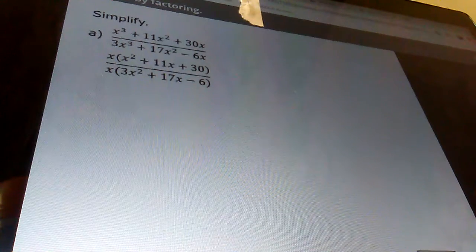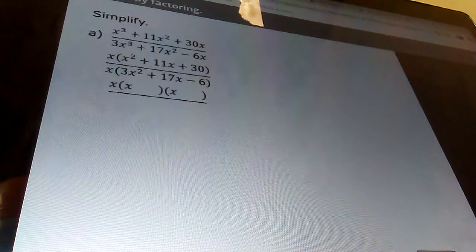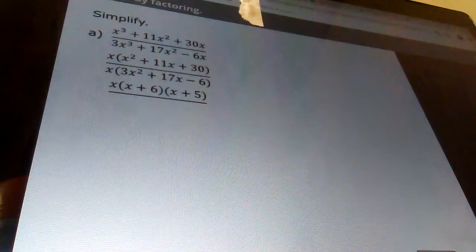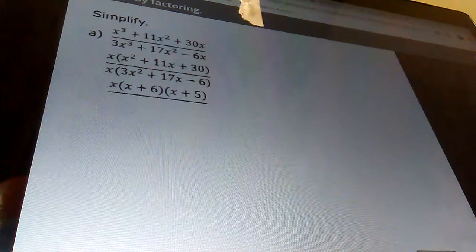In fact, we can factor these two trinomials. In our numerator, we have a leading coefficient of 1. We know that the only two possibilities here are x and x to give us the x squared. What two numbers have a product of 30 and sum to 11? We can try 6 and 5. 6 times 5 is 30. 6 plus 5 is 11. That works out. Now let's look at our denominator.